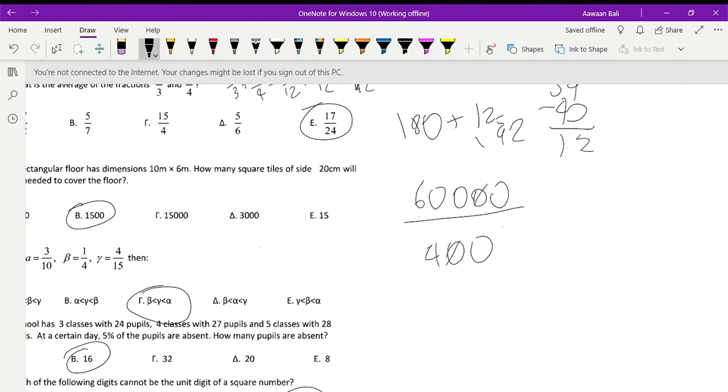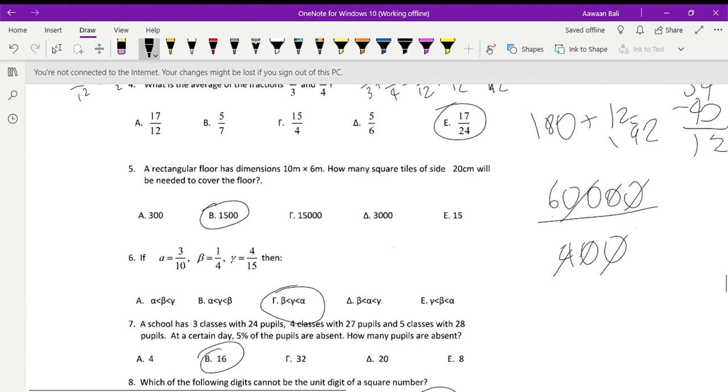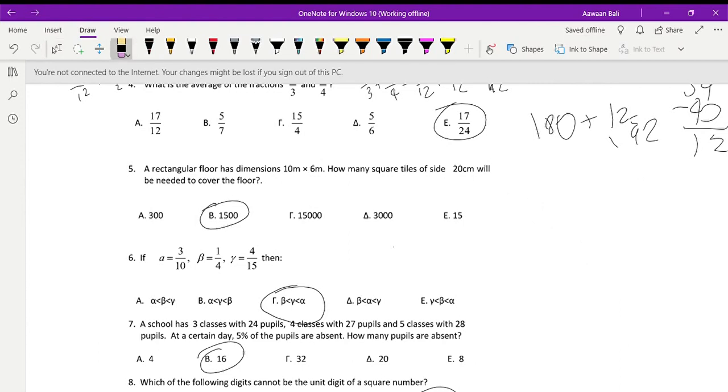You have cancel, cancel, cancel. 600 divided by 4 is 150. So that is also the wrong approach. But anyways, therefore the answer is beta 1500.